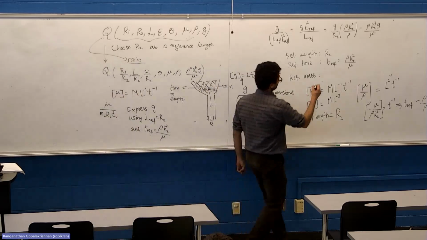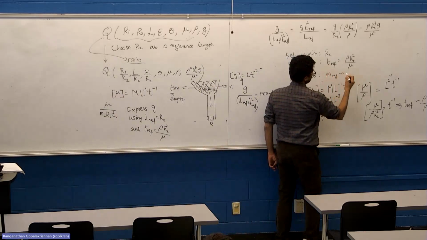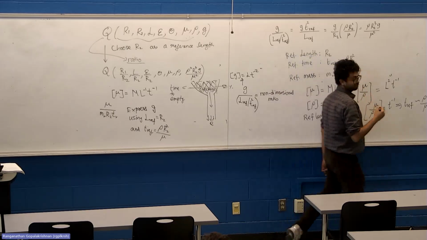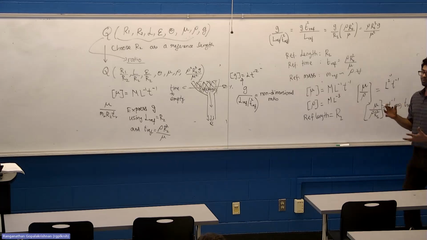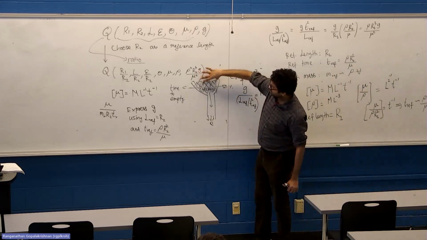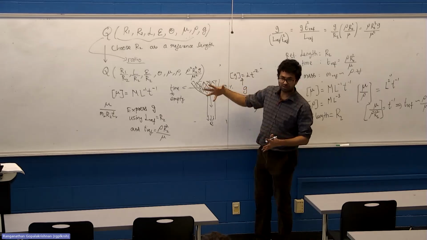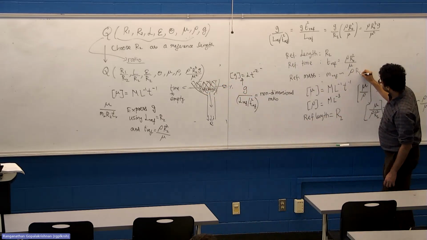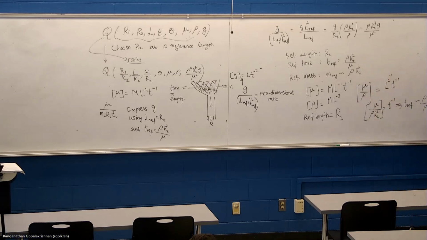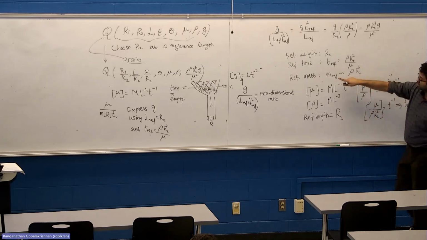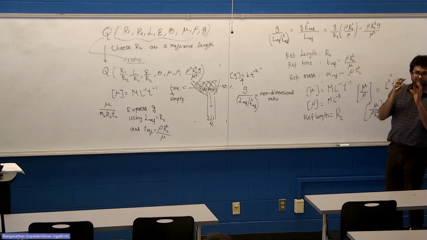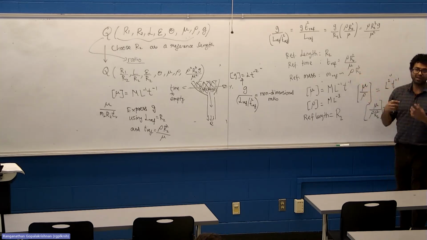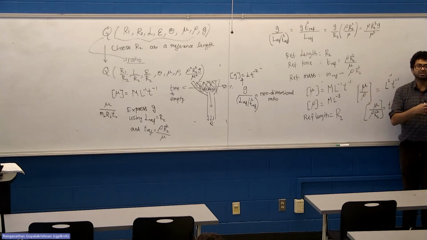So M reference should be the density of the fluid multiplied by the volume of the cup. The volume of the cup depends on many things: radius, length, so many things. Instead of going for the volume, we'll just say R2 cube, reference length cube. I'm not saying this is the mass of something concrete, but if you take density times R2 cube, you are getting a reference mass which is sort of representative.